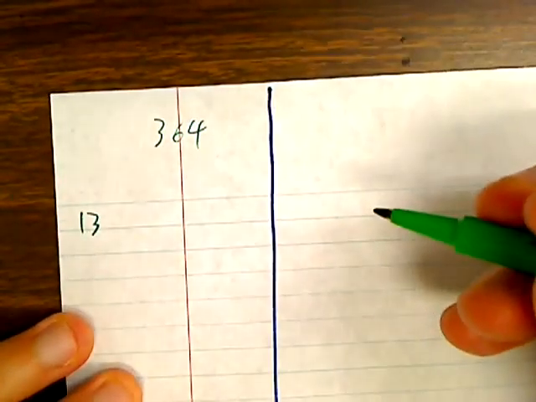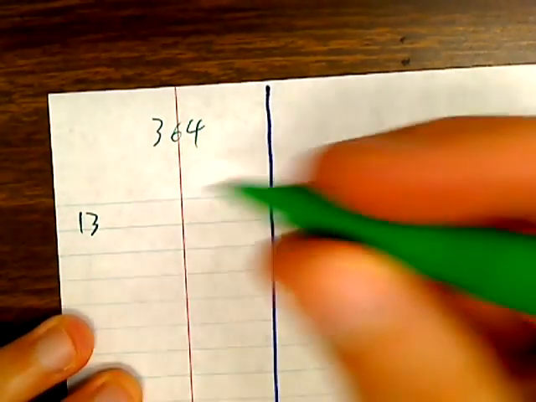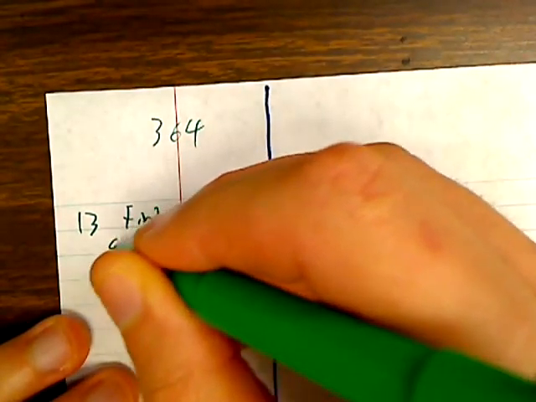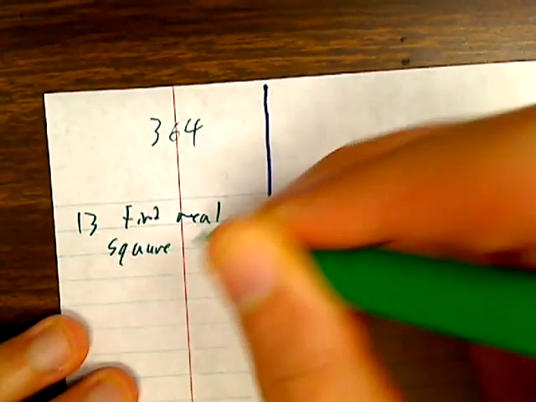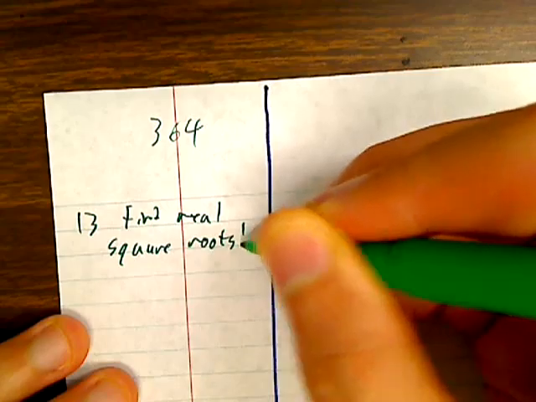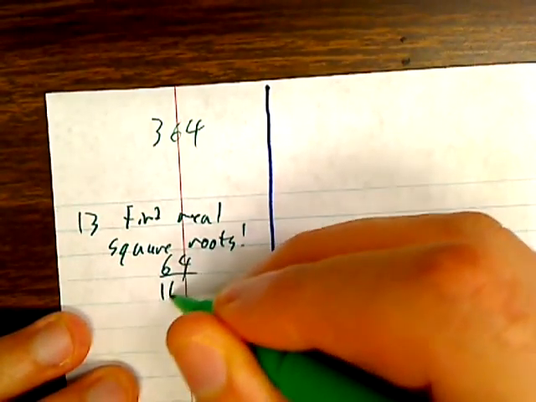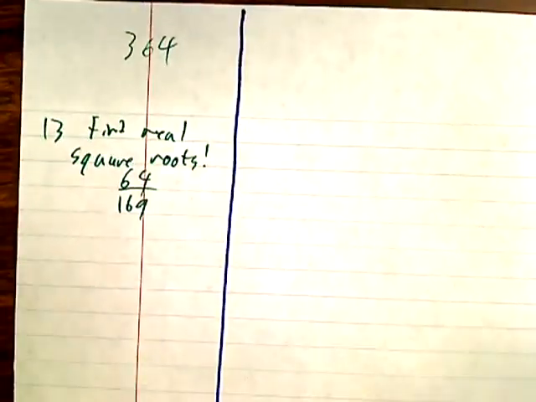Number 13 says find real square roots. And here's the number they gave you, 64 over 169. Good luck. Pause this for a second.